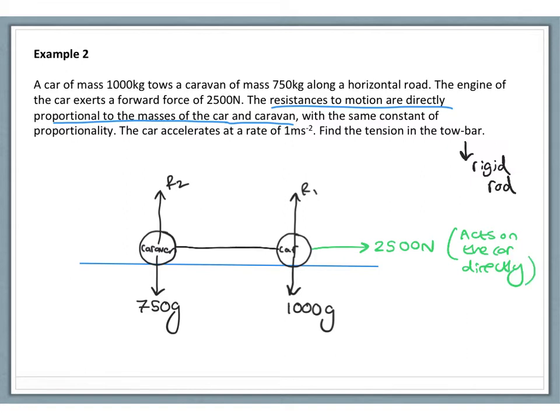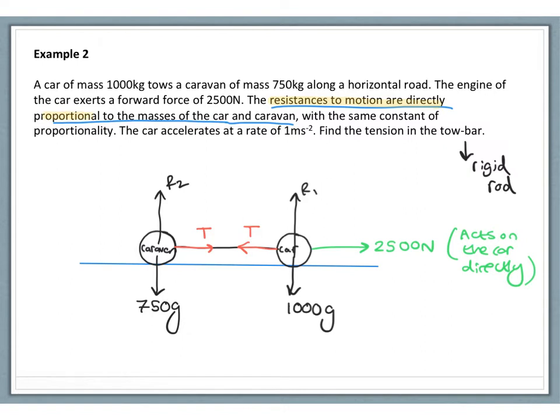So when we're resolving forces and using F equals ma later on, we need to remember that this 2,500 newtons is acting on the car. What this does is it results in a forward force that pulls the caravan forwards, so a tension force like this, which is counterbalanced by a tension acting on the car like this, but the 2,500 newtons does not act on the caravan directly.